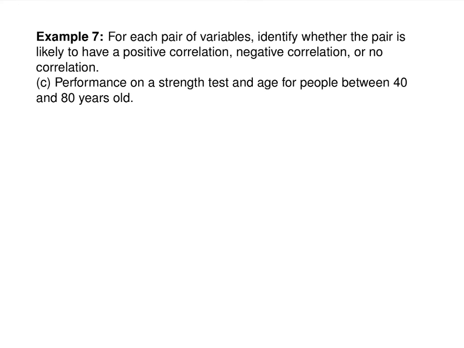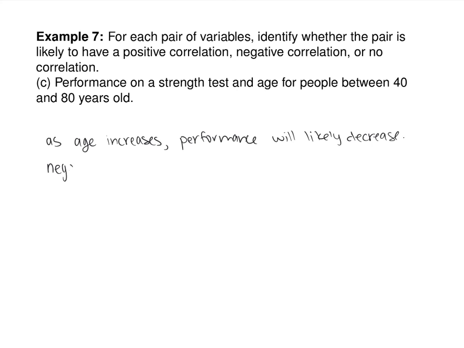Okay, performance on a strength test and age for people between 40 and 80. So as age increases, what do we think is going to happen to performance? I'd suspect that your strength goes down. So performance will likely decrease. It isn't all fatalistic. It doesn't mean you can't delay the onset of that loss of strength, but on average, your strength will go down. So this is likely to be a negative association.